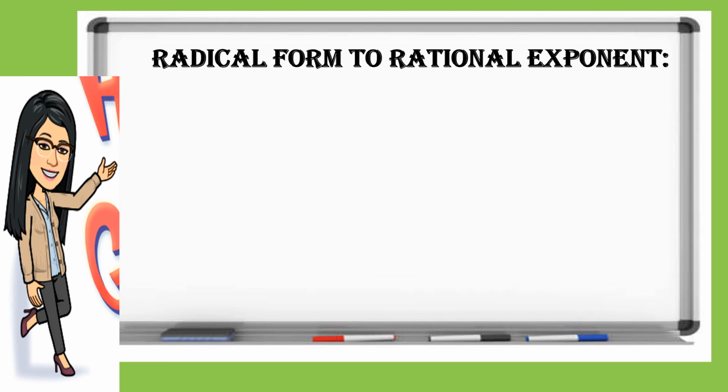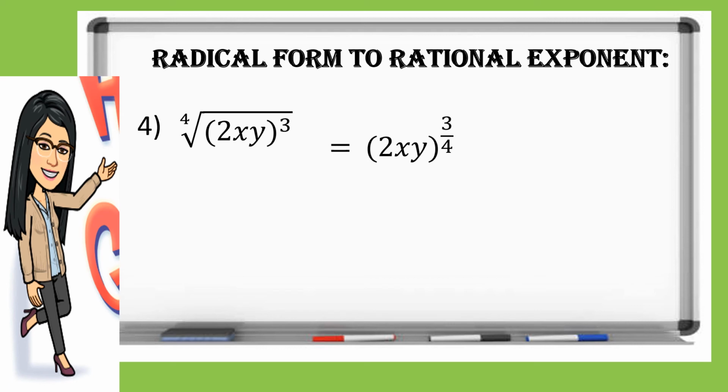Now look at example number 4. The fourth root of the cube of 2xy. So 2xy will serve as our base, raised to exponent 3 over the index 4. This can be written as the quantity 2xy raised to 3/4. Or we can apply the law of exponent for power of a product to obtain 2 raised to 3/4, x raised to 3/4, and y raised to 3/4.